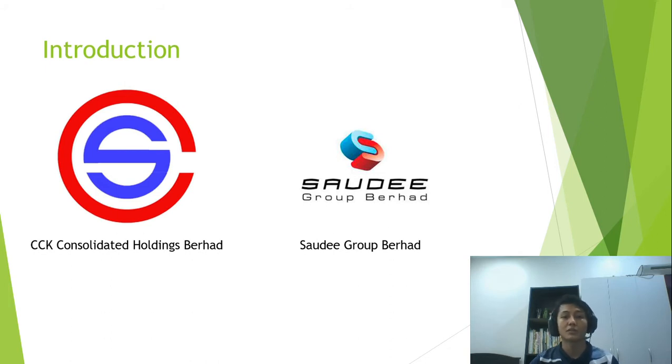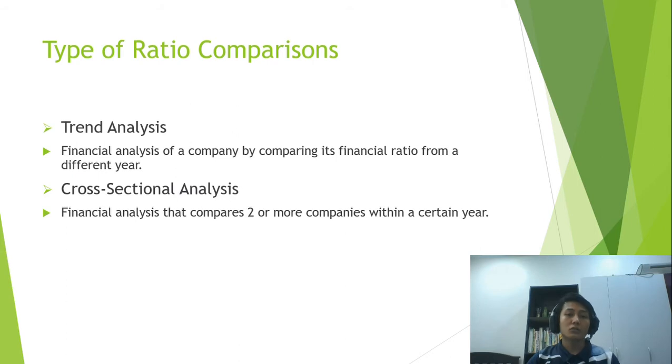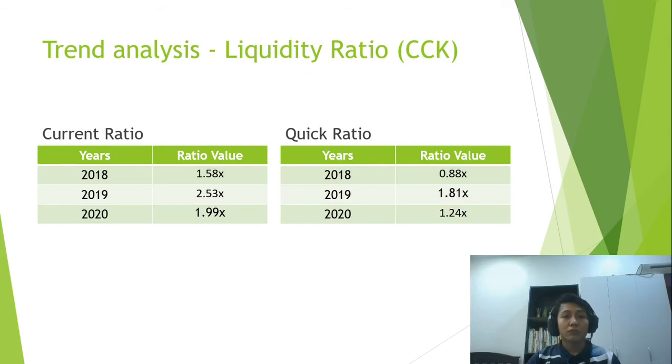meatballs, and many others. There are two types of ratio analysis that can be used to evaluate a company's financial performance, which are trend analysis and cross-sectional analysis. Trend analysis is a financial analysis of a company by comparing its financial ratios from different years. On the other hand, cross-sectional analysis is a financial analysis that compares two or more companies within a certain year. Let's move on to the next slide.